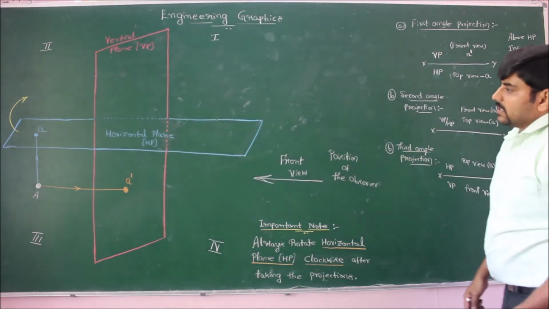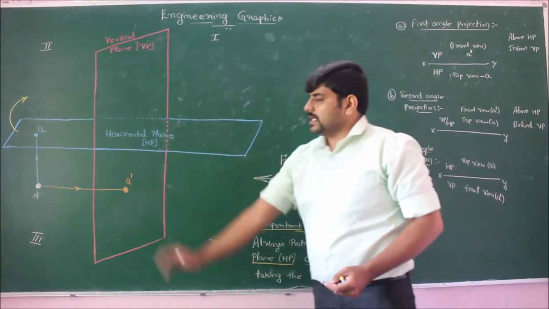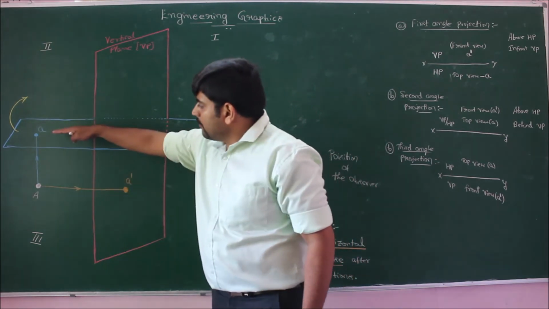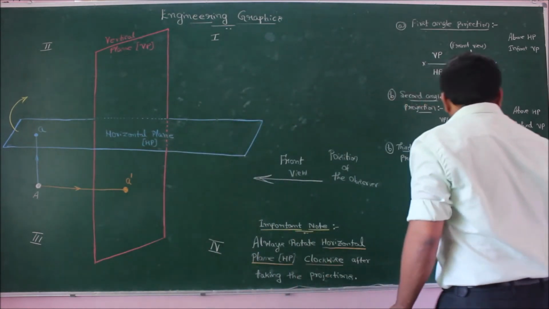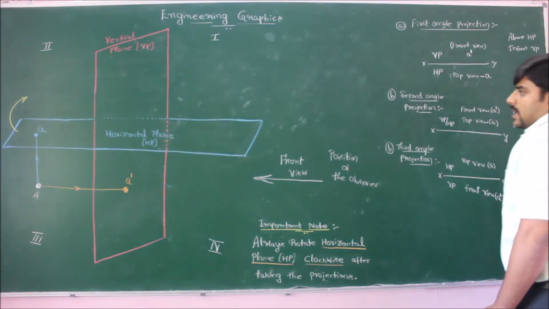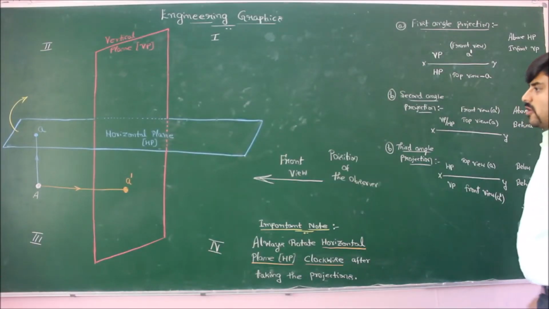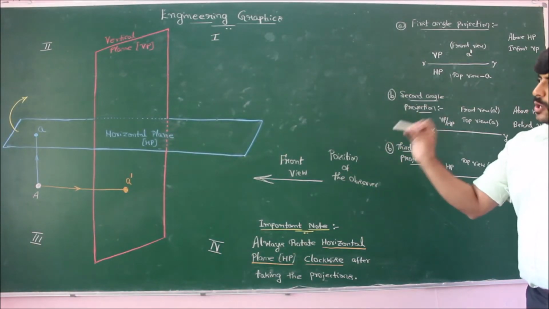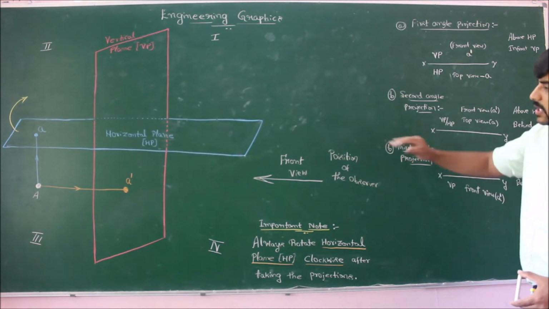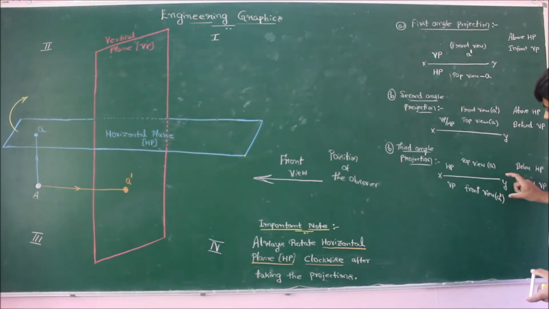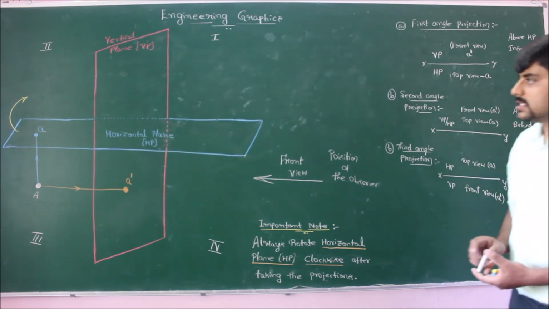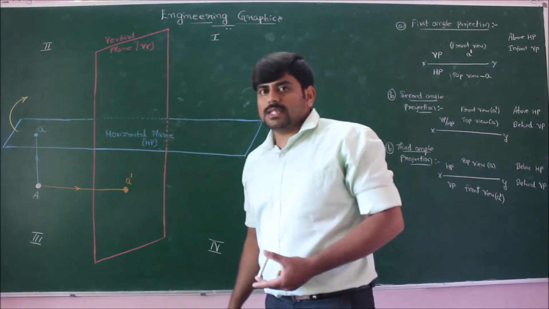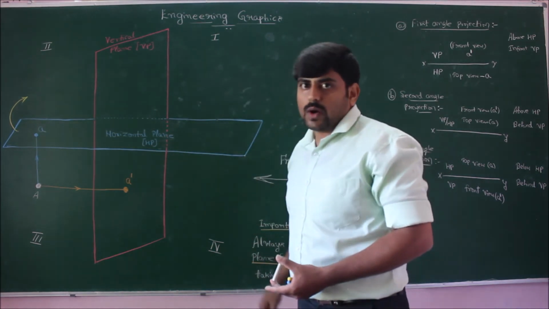Now looking at the diagram, the condition for the point to be in the third quadrant is that the point should lie below the horizontal plane and behind the vertical plane. That is, the point should lie below HP and behind VP. Therefore, if a point lies below HP and behind VP, then it is situated in the third quadrant. Then we should draw the projections like this. The front view should lie below the XY line and the top view should lie above the XY line. Next, moving on to fourth angle projection, when the object lies in the fourth quadrant.